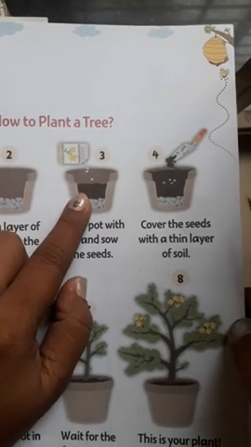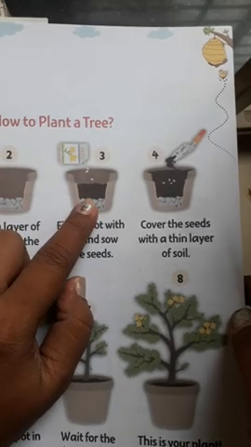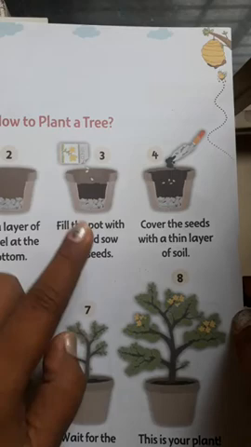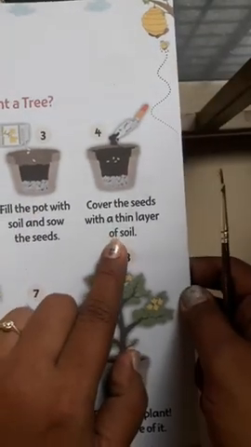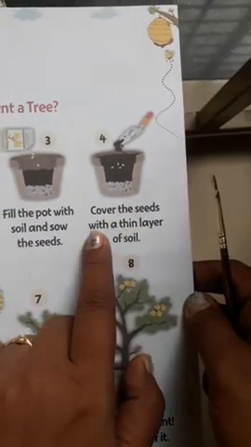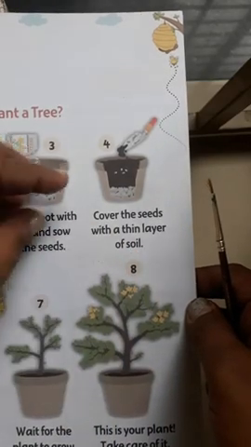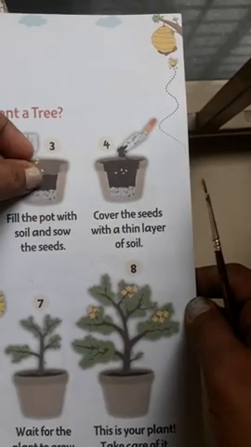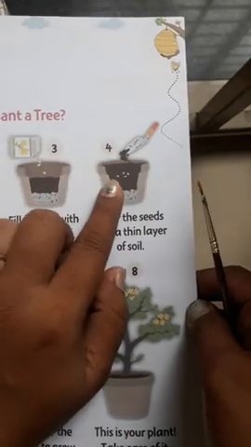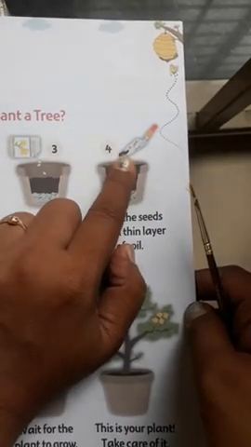Any seeds you can take from your mama, papa. They will give you. And after that, cover the seeds with a thin layer of soil. So you will not keep them as they are. When you put the seeds in the soil, again you have to put a thin layer of soil. This is the fourth step.